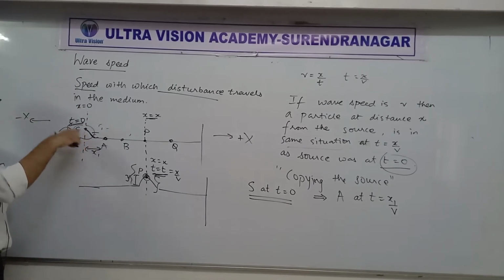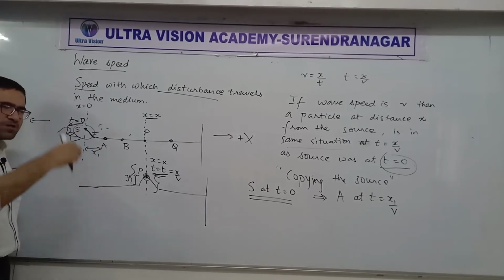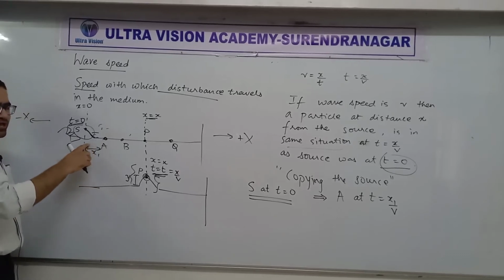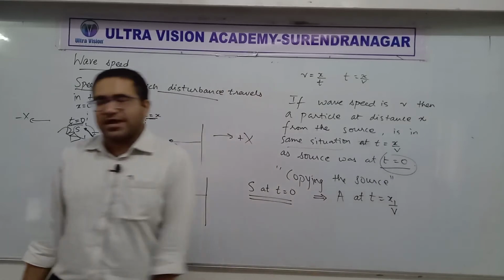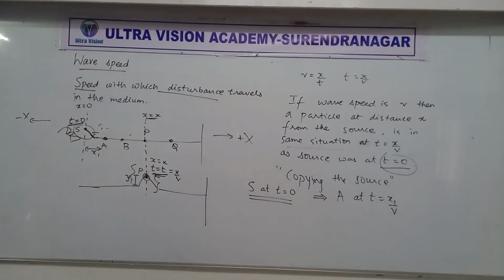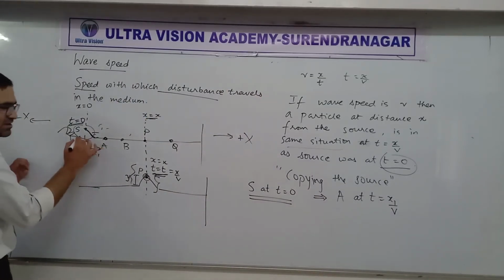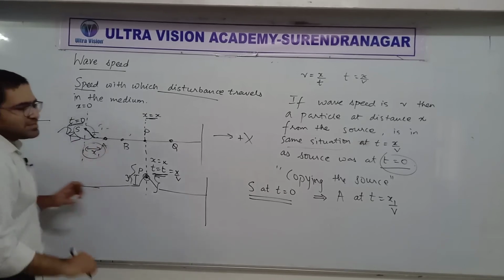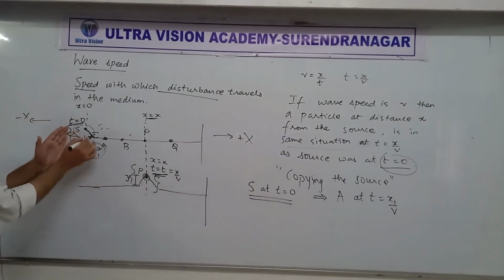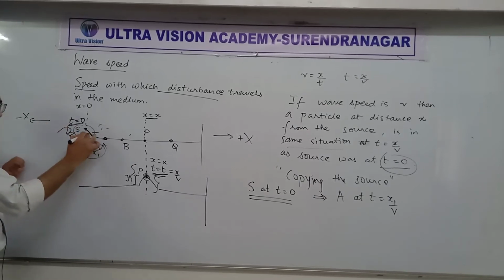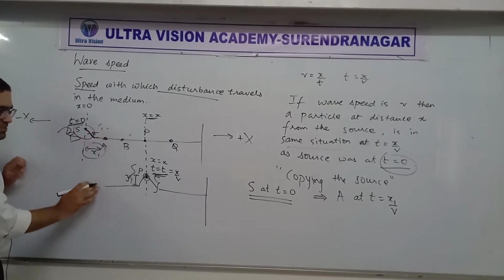Situation of source, that is everything about source, displacement, velocity, acceleration, will be the same as that of A at how much time? x1 by v. Why so? Because in that much time, that is x1 upon v, where will this disturbance reach? It will move forward, forward, forward, and in that much time it will reach here. Do you understand what I am saying? Yes or no?